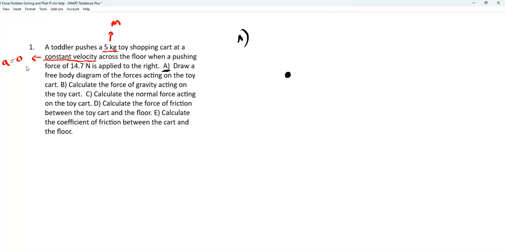So it's not speeding up, it's not slowing down, it's not changing direction, it's going at a constant velocity. And if your acceleration is 0, what comes out of that is that the net force is also 0, because if you go back to the equation, the net force is equal to the mass times the acceleration. And if the acceleration goes to 0, 0 times anything gets you 0. So the net force is 0.